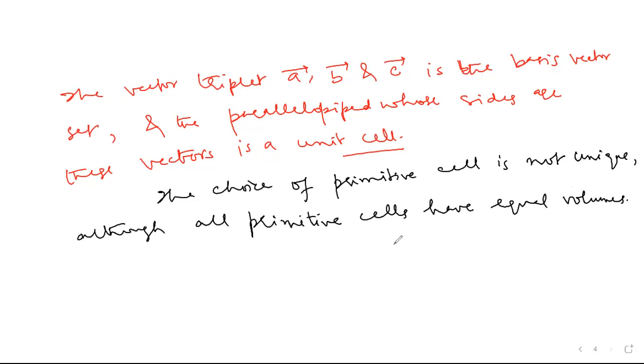Also, it is sometimes convenient to deal with non-primitive cells, ones which have additional points either inside the cell or on its surface, right? Finally, non-Bravais lattices in 3 dimensions are possible and are made up of 2 or more interpenetrating Bravais lattices, as we discussed in 2 dimensions. Let us move to the next thing.